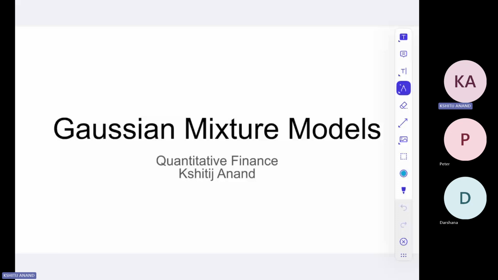In today's lecture, we are going to discuss Gaussian mixture models and how we can use the Gaussian mixture model for generative AI purposes, like synthetic data generation, either for synthetic stock price generation or implied volatility surface generation, or similar kinds of problem statements, right?